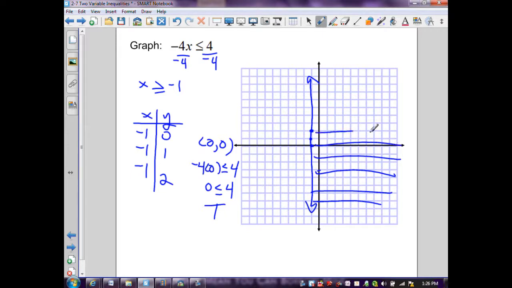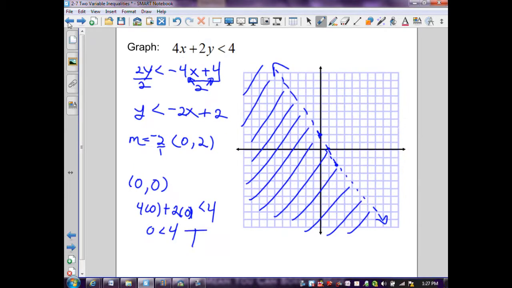So this shading represents all solutions in the region that solve this inequality and includes all the solid points on the line. Now, if we go back and take a look at each one of these past problems, you can see which side I shade on just by the inequality. Here, the x values have to be greater than negative 1. Notice this is where all the x values are greater than negative 1.